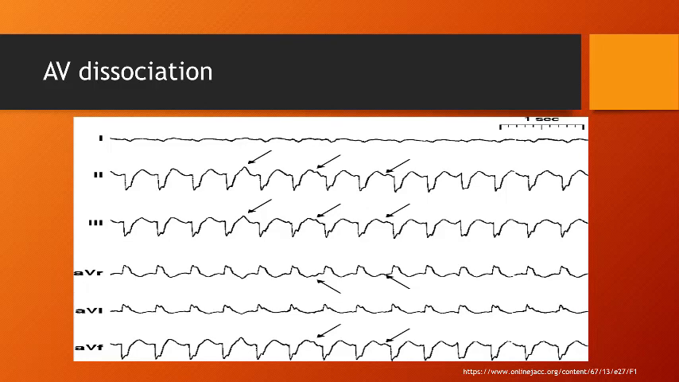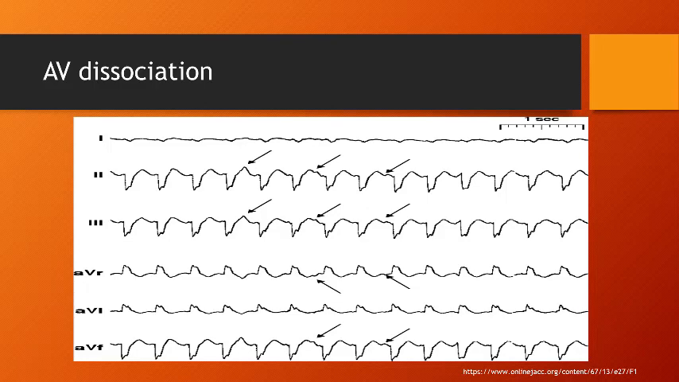Though not always present, fusion beats and capture beats are readily recognized indicators of AV dissociation. In a wide complex tachycardia with AV dissociation, an atrial rate slower than the ventricular rate strongly suggests VT. An atrial rate that is faster than the ventricular rate is seen with some kinds of SVTs, such as atrial flutter or an atrial tachycardia with 2 to 1 AV conduction block associated with blocked atrial impulses. In these settings, however, there is a consistent relationship between the P waves and the QRS complexes. So this is not true AV dissociation.